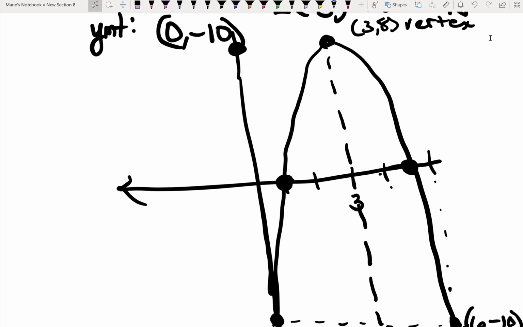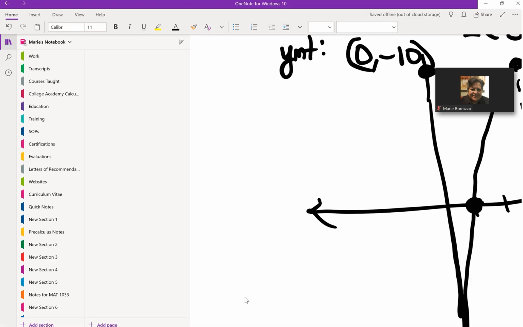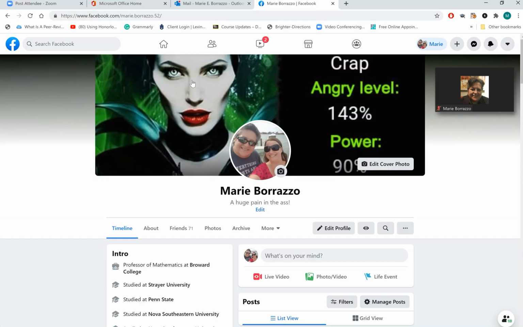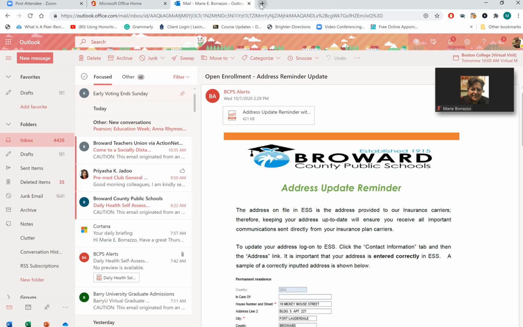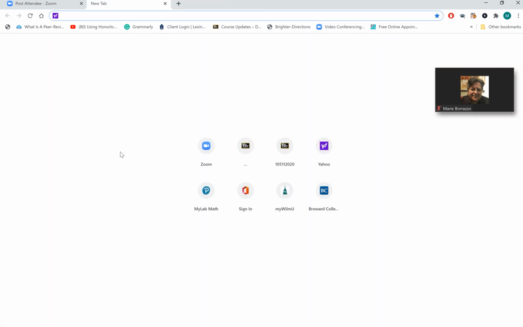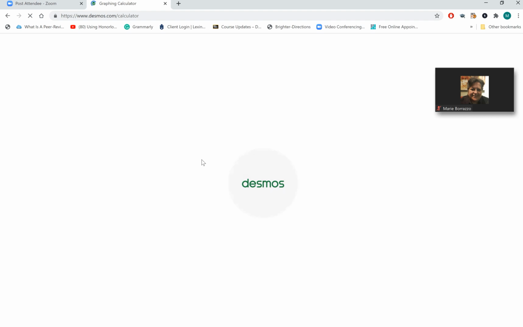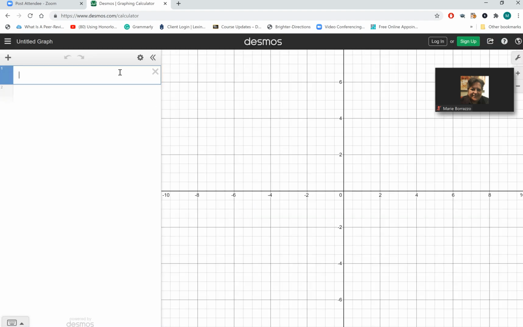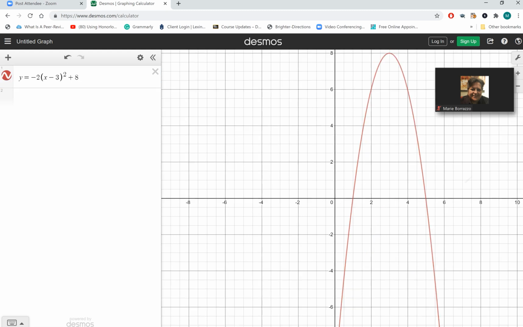So let me do that. Go to Desmos. All right, so if I'm looking at Desmos, I'm going to go ahead and input y equals -2, parentheses, x minus 3, squared, plus 8. And there's your parabola once again.